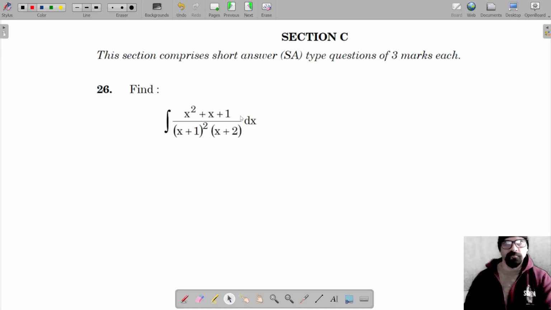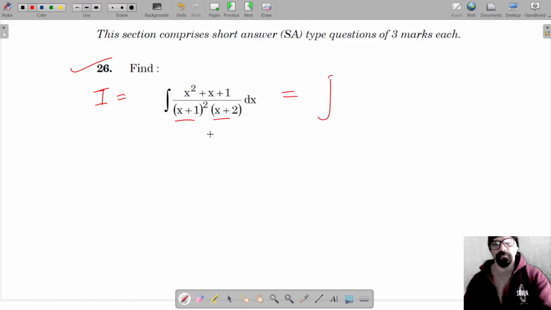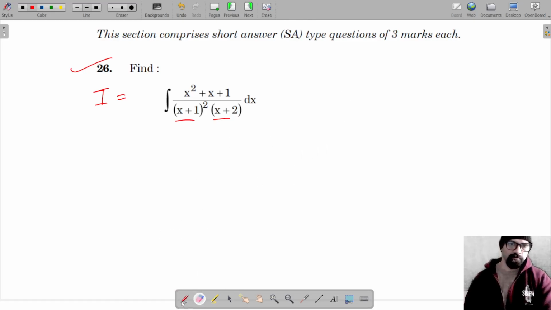Okay, for the next questions, which are of 3 marks each, we have to find the integration of this. This integration is of the form where we have a quadratic equation at the top as the numerator, and x plus 1 the whole square times x plus 2 in the denominator, dx. To solve this, we are going to use the partial fraction method. So let's try to simplify this first.